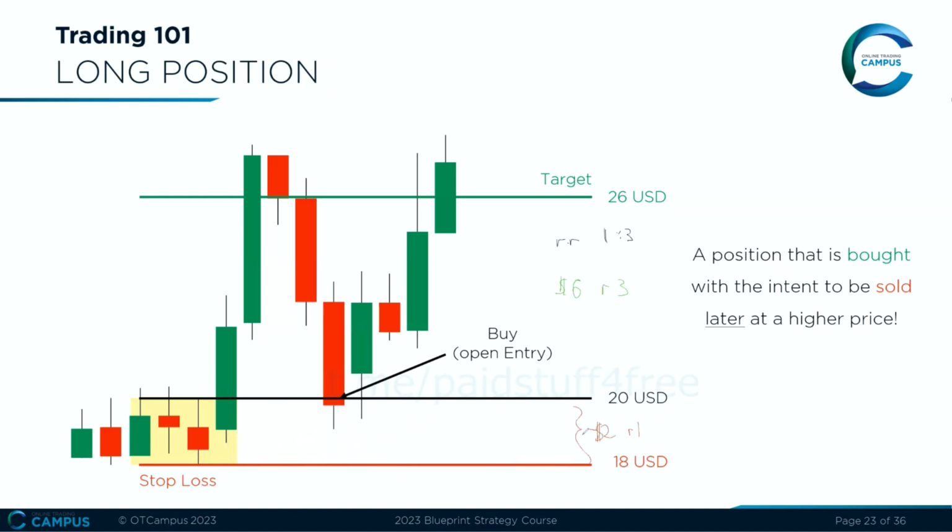Now this could be interchangeable variable in whatever you want to risk. You don't have to risk $2. You can risk $200. But the ratio stays the same. So if you risk $200, you make $600. You make 3 times that much, right? So that's the intent here, a position that is bought with the intent to be sold later at a higher price.